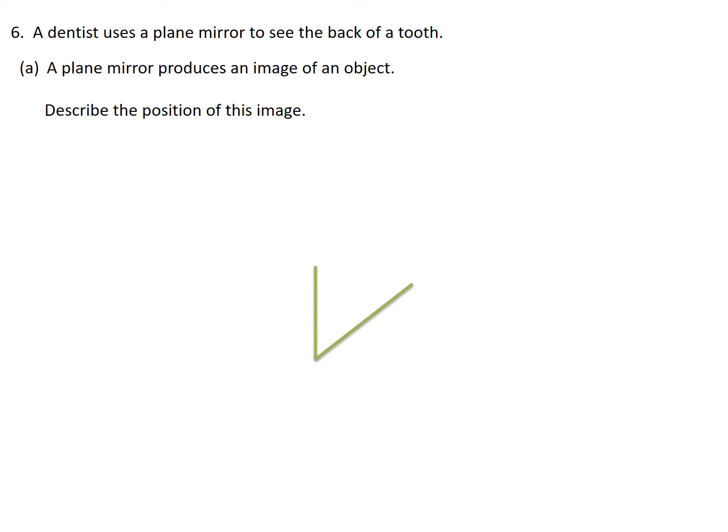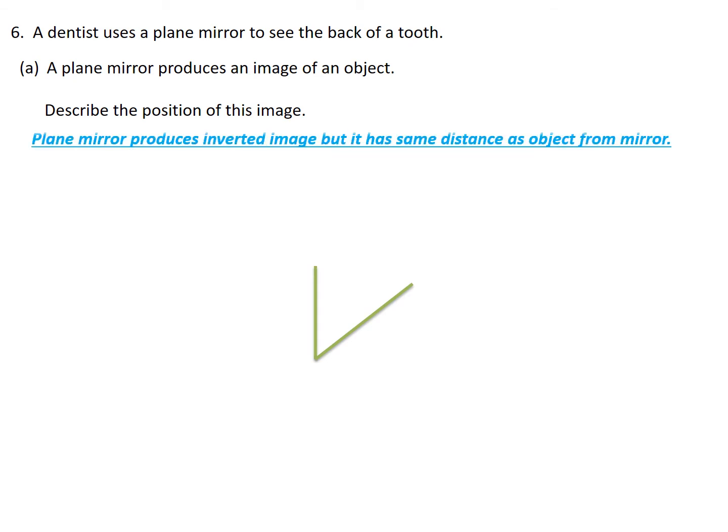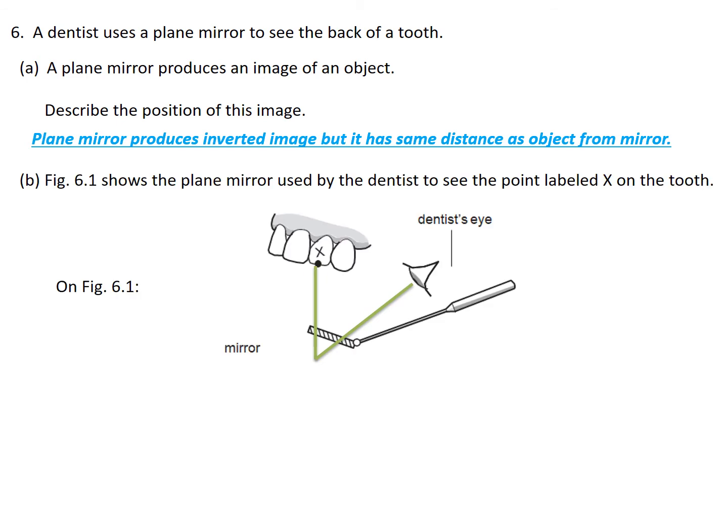Question 6. A dentist uses a plane mirror to see the back of a tooth. Part A. A plane mirror produces an image of an object. Describe the position of the image. A plane mirror produces an inverted image, but it has the same distance as the object from the mirror.